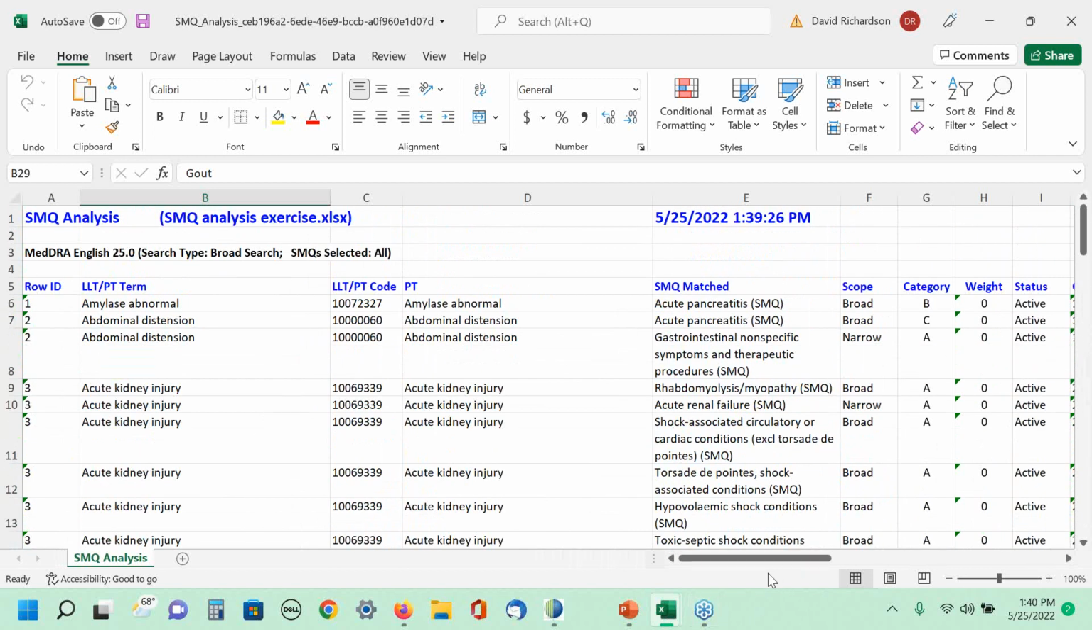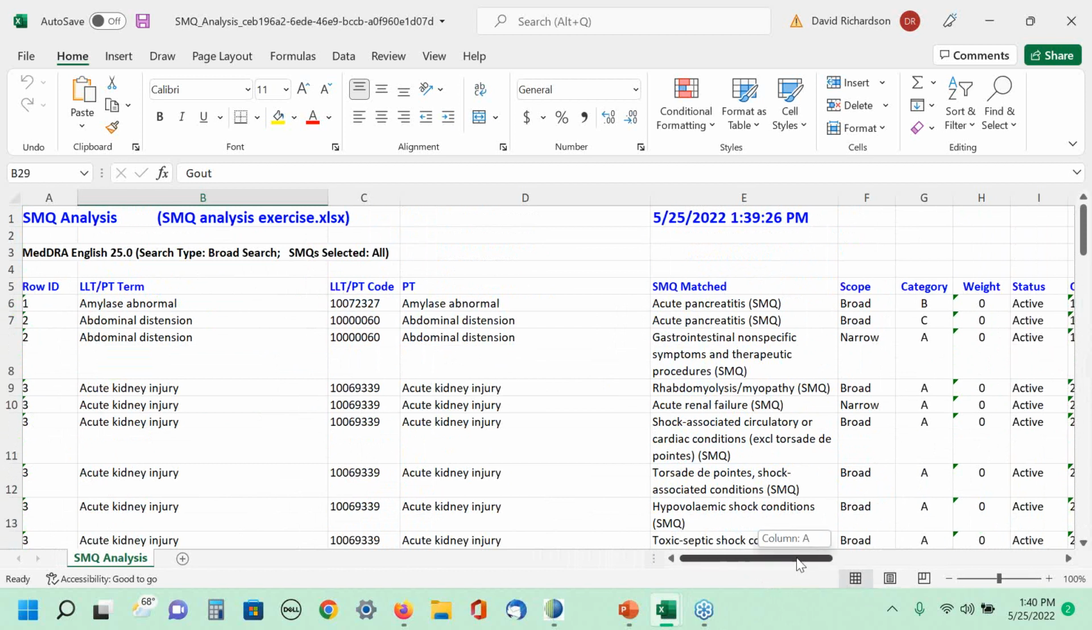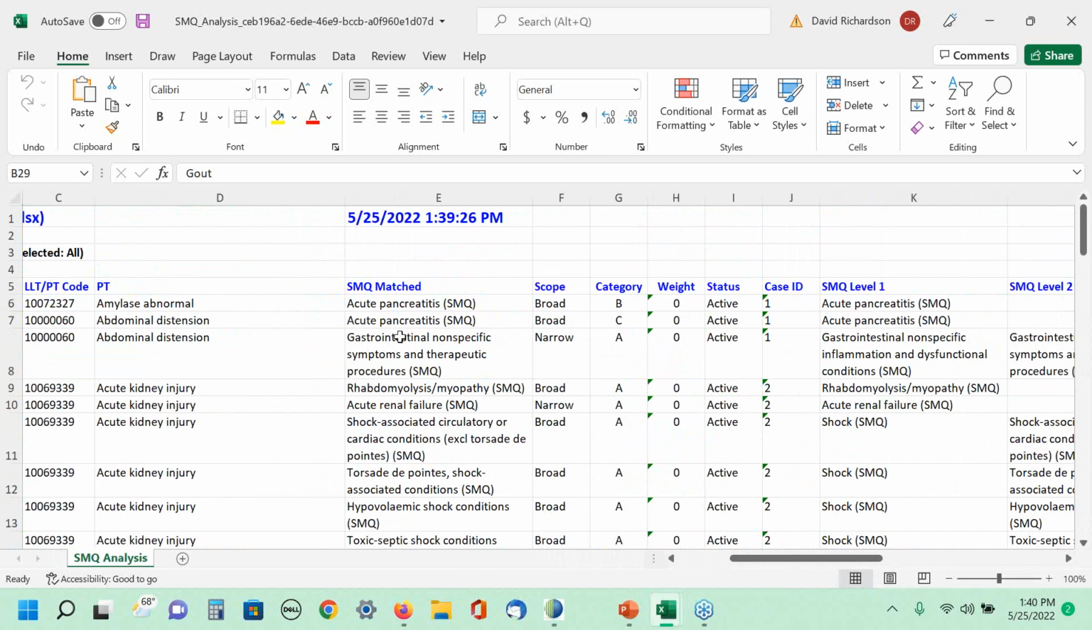Well, why is that the case? In order to understand that, we need to scroll over and see exactly what we're looking at. So here is the term. In this particular case, I loaded my spreadsheet with PT. So by definition, the LLT associated with them is going to be the PT itself. But if I start scrolling across, here's what I see. It is showing me the SMQ that's being matched, in that this concept appears in a particular SMQ. So in this particular case, we see that amylase abnormal was in the SMQ acute pancreatitis. Whereas for abdominal distension, that particular concept is in 2 different SMQs, acute pancreatitis, as well as this one for gastrointestinal nonspecific symptoms and therapeutic procedures.